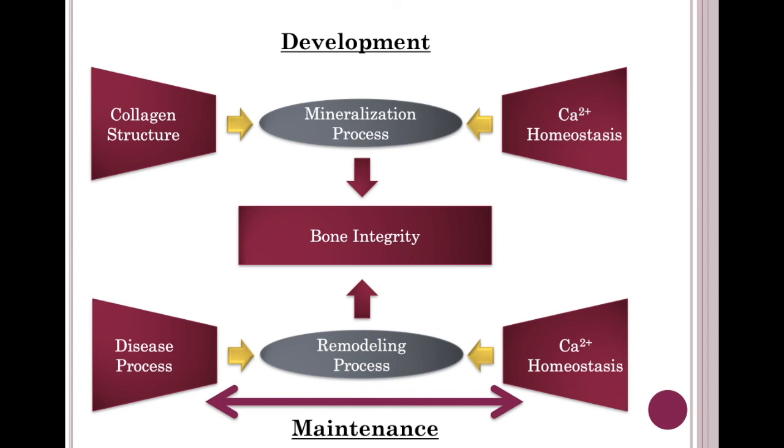From a maintenance process, which is what we're going to be primarily interested in, this is basically how the remodeling affects bone integrity. So the calcium homeostasis is important in maintaining the remodeling process, which maintains the bone integrity. And disease and processes, which we'll talk about, can also affect this remodeling process and affect the bone integrity as well. So what we're really going to be talking about is how the calcium homeostasis and how disease processes can affect the remodeling process, which will ultimately affect the bone integrity.